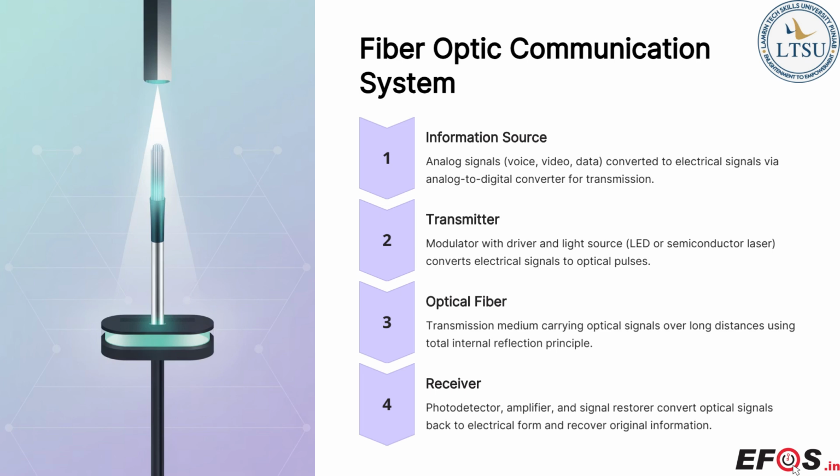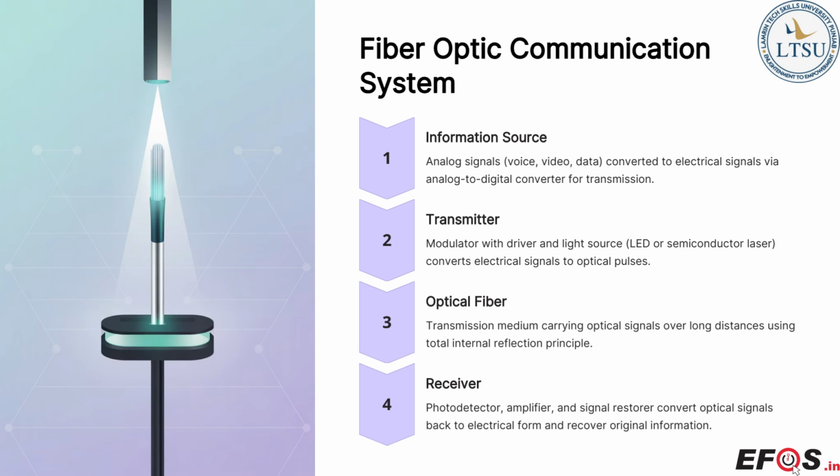1. Information source. The analog signals, like voice, video, or data, are first converted into electrical digital signals using an analog to digital converter. 2. Transmitter. The electrical signal is then fed to the transmitter, which includes a modulator and a light source, typically an LED or semiconductor laser. This converts the electrical signal into corresponding optical pulses.